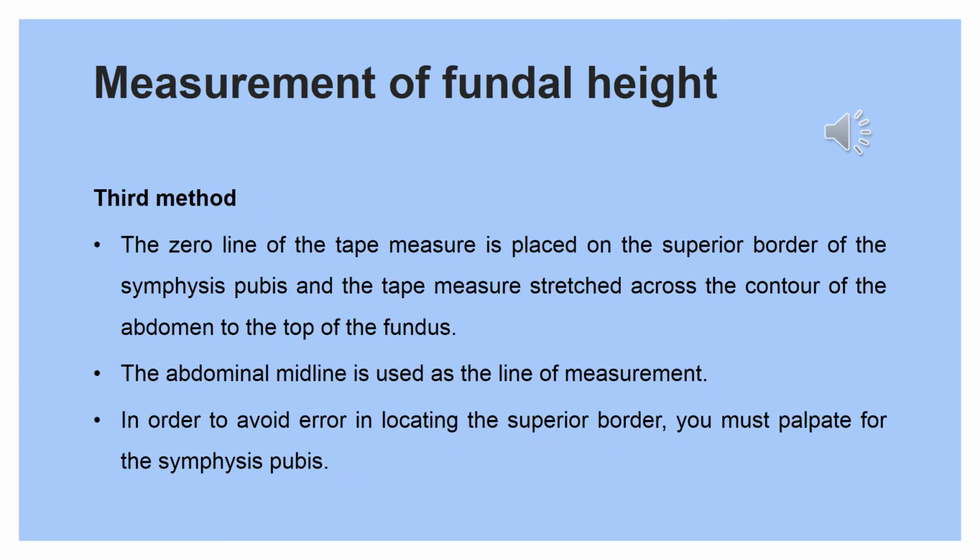The zero line of the tape measure is placed on the superior border of the symphysis pubis and the tape measure stretched across the abdomen to the top of the fundus. This is done through the midline of the abdomen. In order to avoid error in locating the superior border, you have to palpate for the symphysis pubis.